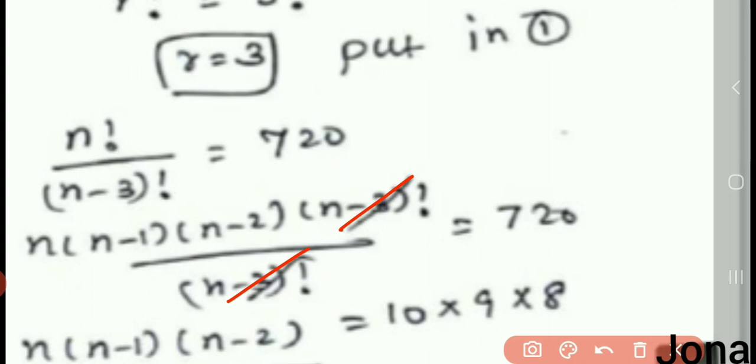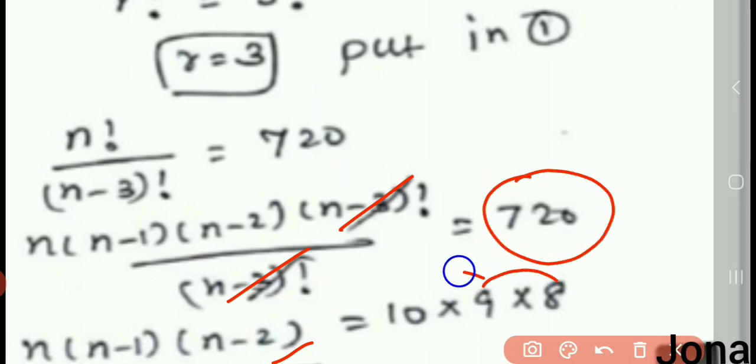So the remaining thing is n into (n minus 1) into (n minus 2) equal to 720, which can be written as 9 into 8 is 72, into 10 is 720. So in order I want to write this as 10 into 9 into 8. Therefore here I can equate n equal to 10. You can equate anything there. n minus 1 equal to 9, that is also n equal to 10. And n minus 2 equal to 8, that is also n equal to 10. Okay.